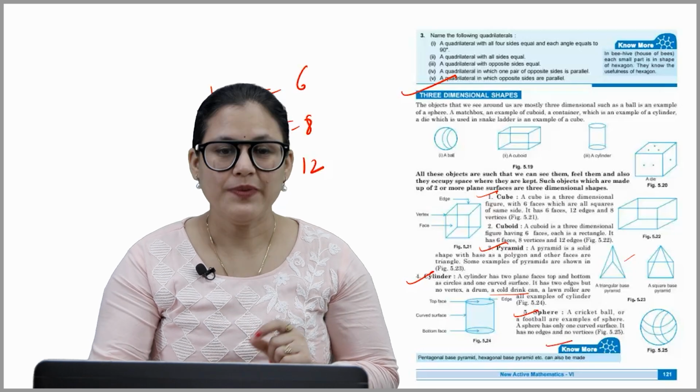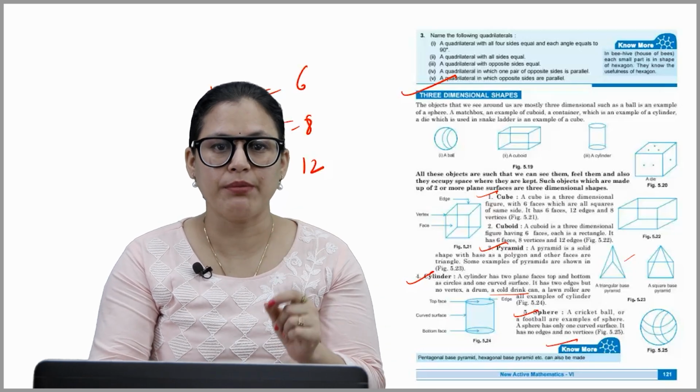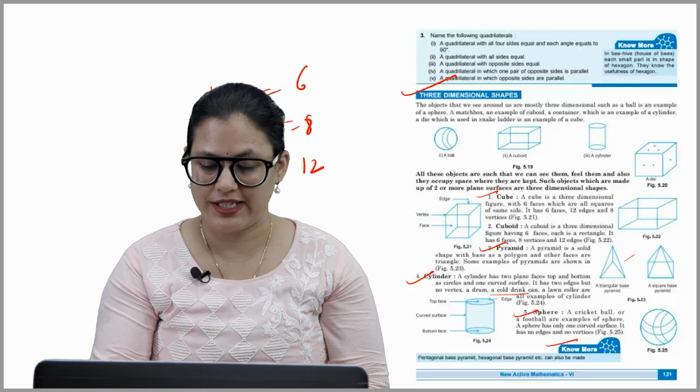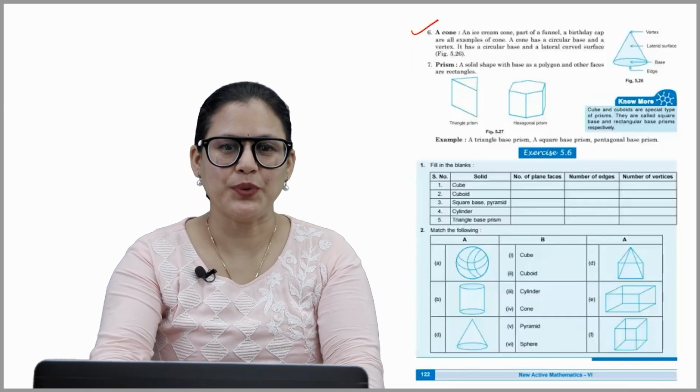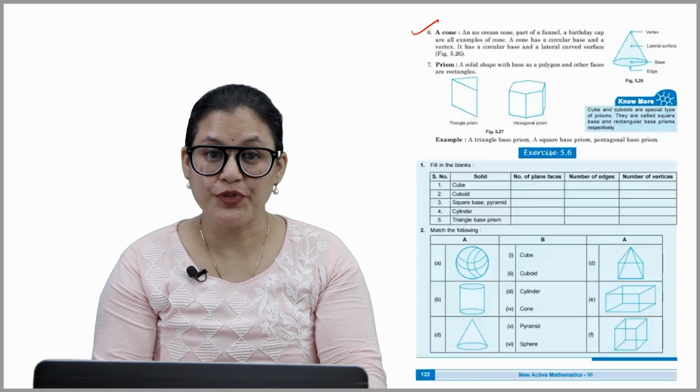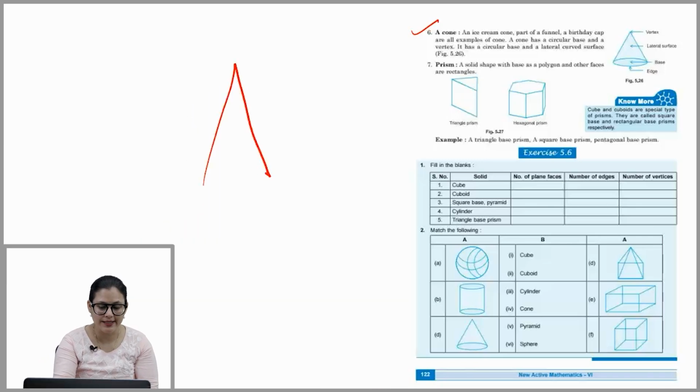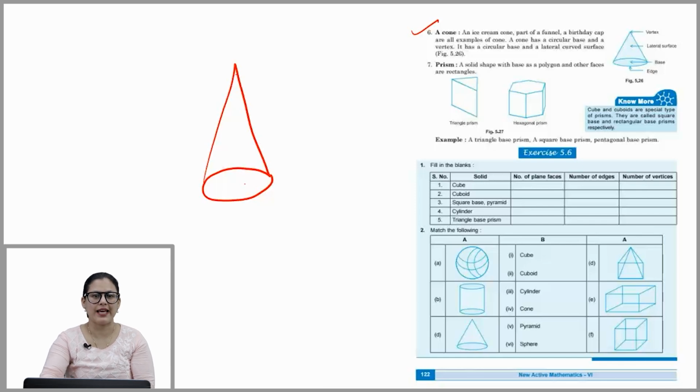Pentagonal base pyramid, hexagonal base pyramid, etc. can also be made, right? Number 6, a cone. An ice cream cone, part of a funnel, a birthday cap are all examples of a cone. A cone has a circular base. This is the circular base and a vertex. It has a circular base and a lateral curved surface area. This is the lateral curved surface.